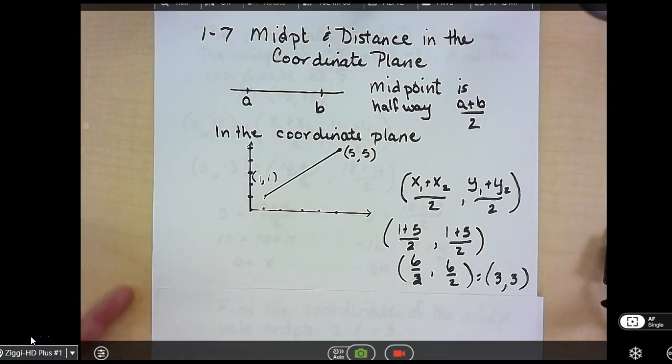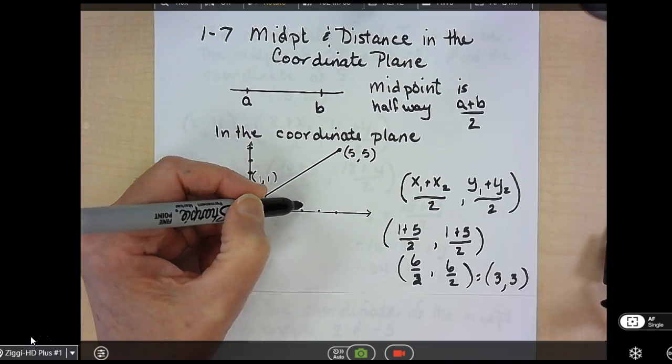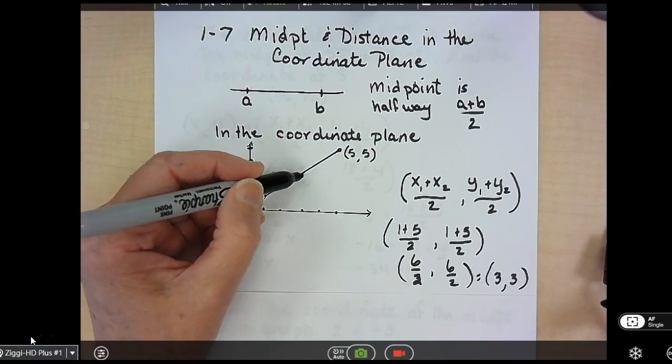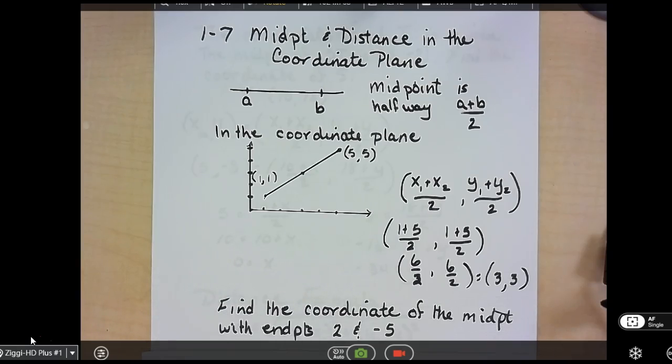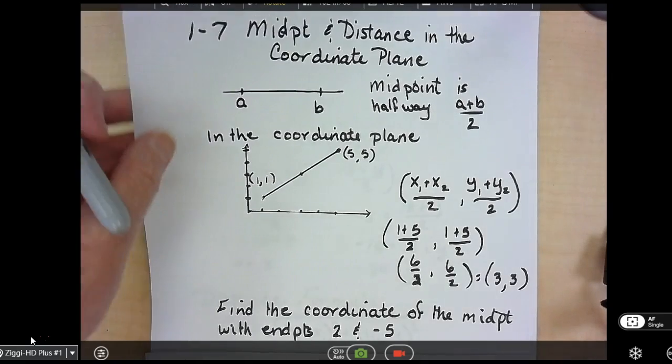6 halves and 6 halves, or 6 divided by 2, 6 divided by 2 is 3, 3. So (3, 3), so 1, 2, 3, 1, 2, 3 is our midpoint. So you don't have to draw it out every time. Sometimes they will just give you a problem that you work out.